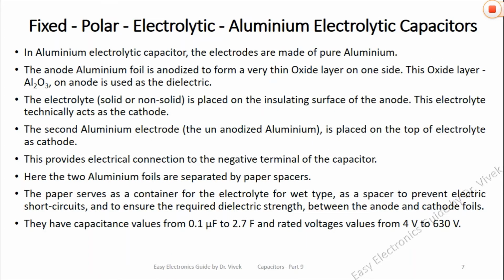In aluminum electrolytic capacitor, the electrodes are made of pure aluminum. The anode aluminum foil is anodized to form a very thin oxide layer on one side. This oxide layer is used as the dielectric. The electrolyte is placed on the insulating surface of the anode. This electrolyte technically acts as the cathode. The second aluminum electrode, which is placed on the top of the electrolyte, acts as the electrical connection to the negative terminal of the capacitor.